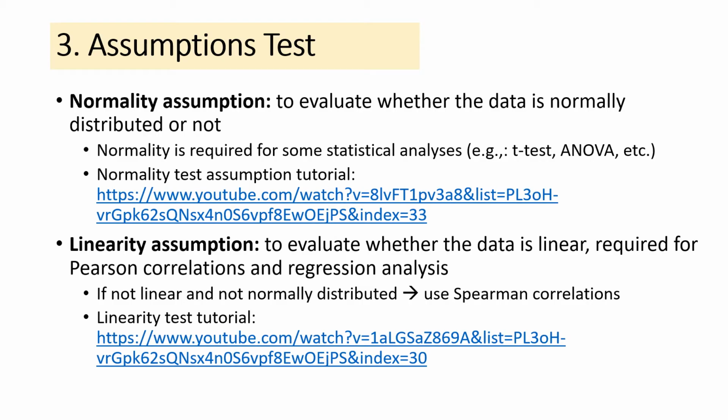Next is the assumptions test. There are at least two assumptions that are required to be met before conducting further statistical analysis. The first one is the normality assumption. This is to evaluate whether the data is normally distributed or not. Normality is required for some statistical analyses, for example, the t-test, ANOVA, and regression as well. The normality assumption test tutorial, you can find it here.